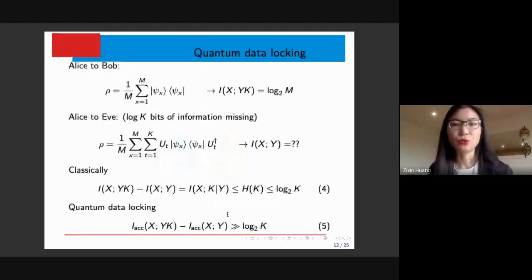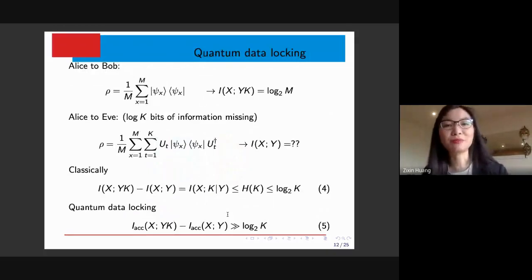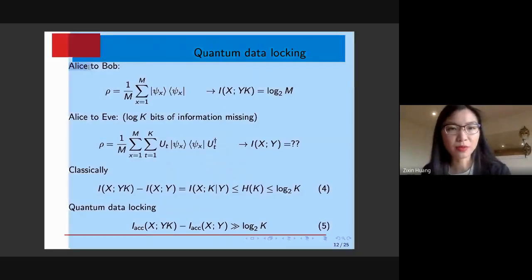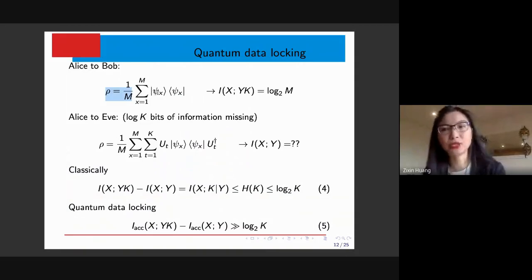Okay, so now we are ready to talk about the quantum data locking effect. When Alice sends the state to Bob, Bob sees this state over here because he has access to the secret key. This is summing over all the possible messages Alice can send. And in our notation, we write this as the mutual information of Alice's variable, X, and Bob's variable, Y, given K, which corresponds to the variable of the secret key. And this is equal to log 2m in our definition.